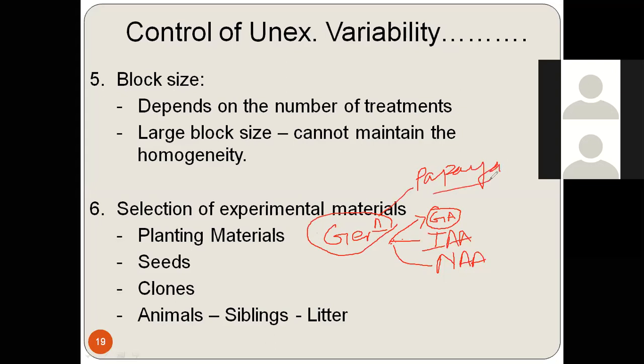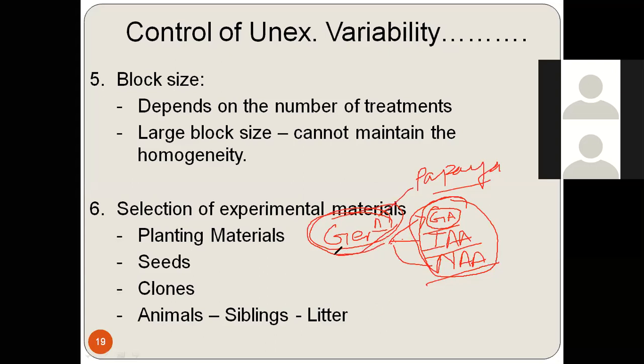Papaya, right? So now I want to collect some seeds for germination. Now, how do we collect the seeds? Because my aim is to see which one gives a high percentage of germination, whether gibberellic acid, indole acetic acid, or naphthalenic acetic acid. This is what I want to find out.